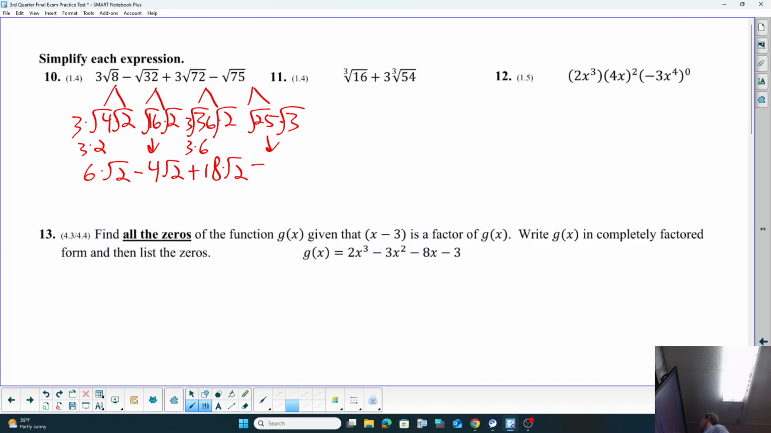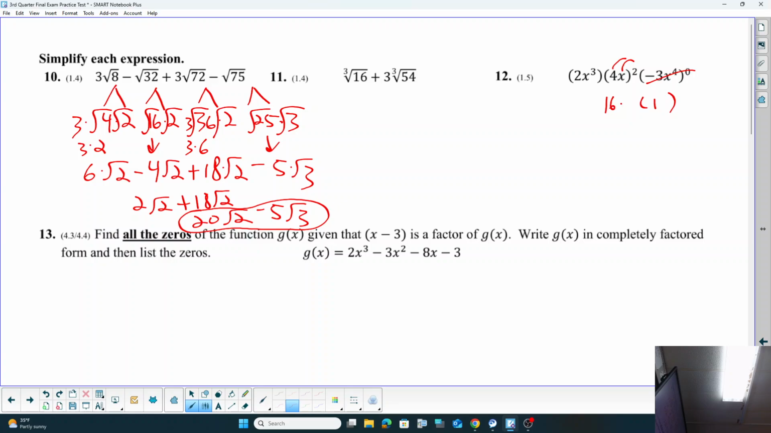Minus the square root of 25 is 5. And now we can combine like terms. So 6 radical 2 minus 4 radical 2 is 2 radical 2, plus 18 radical 2 is 20 radical 2, minus 5 radical 3. We cannot combine those two. Nice. Anything to the 0 power is just a 1.